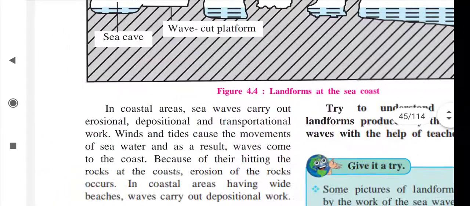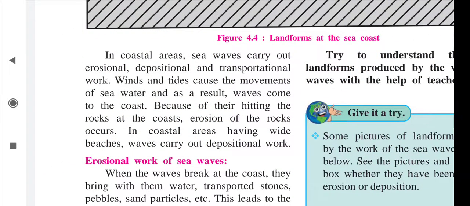Now we will study this. In the coastal areas, sea waves carry out erosion, depositional and transportational work. Winds and tides cause the movement of the sea water, and as a result waves come to the coast. Because of their hitting the rocks at the coast, erosion of the rocks occurs. In coastal areas having wide beaches, waves carry out depositional work. So here it is said that in the coastal areas we can find erosional, depositional and transportational work.